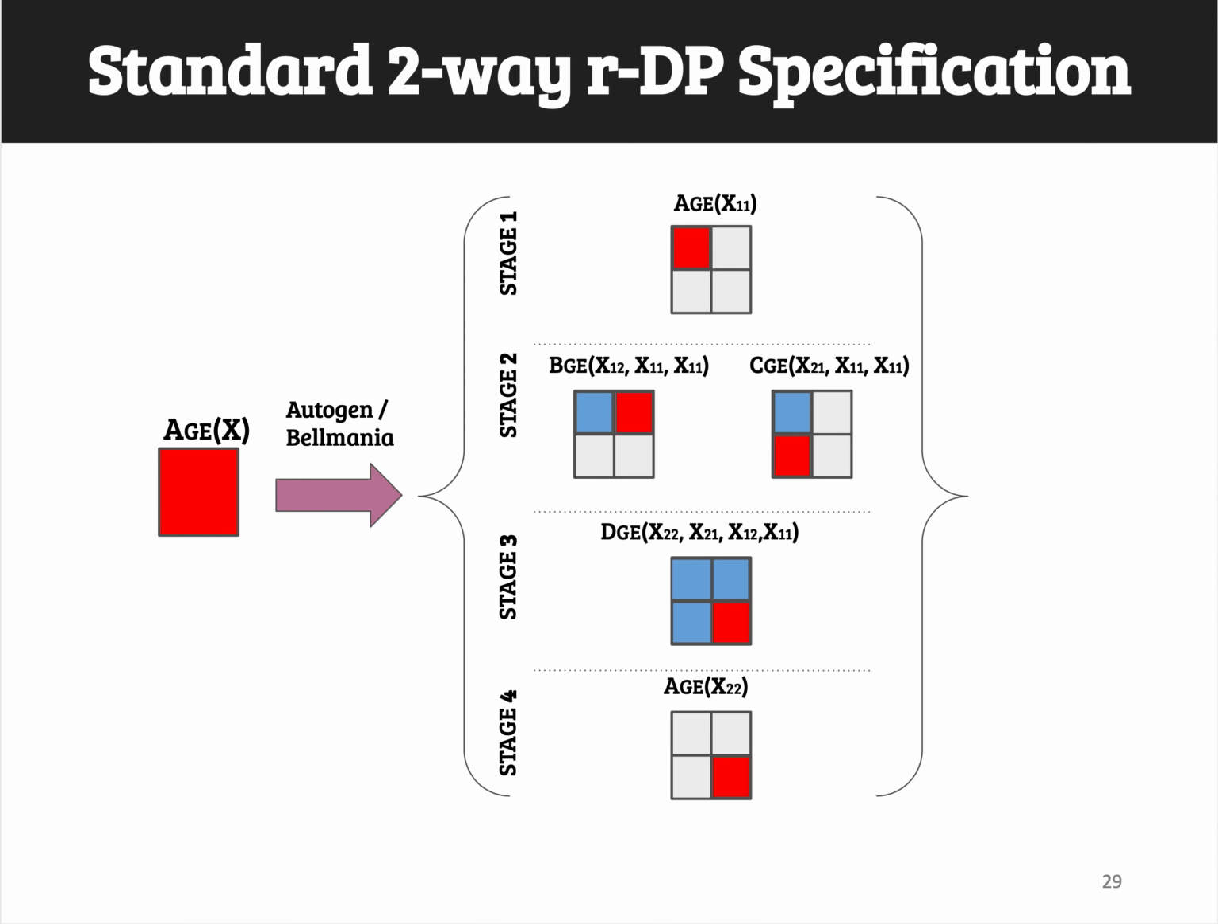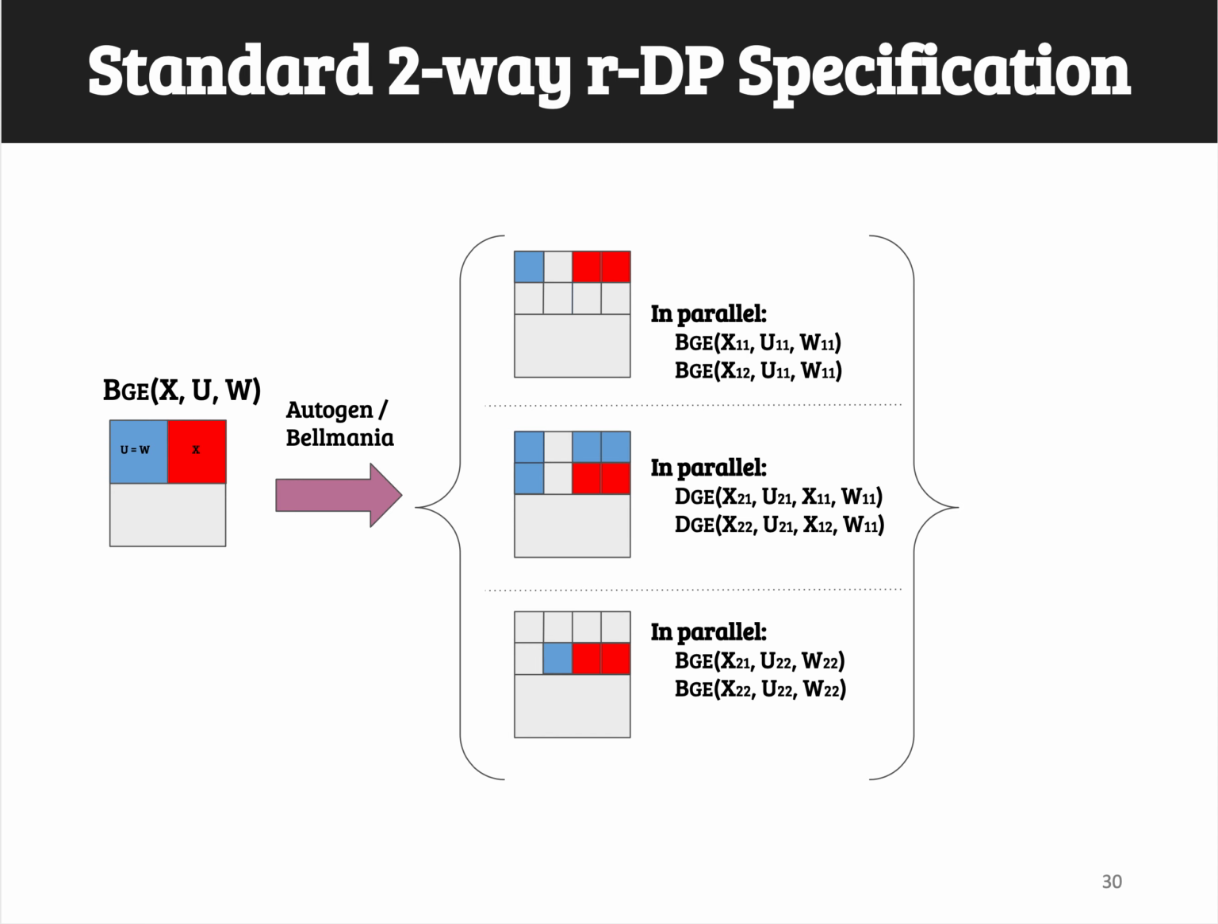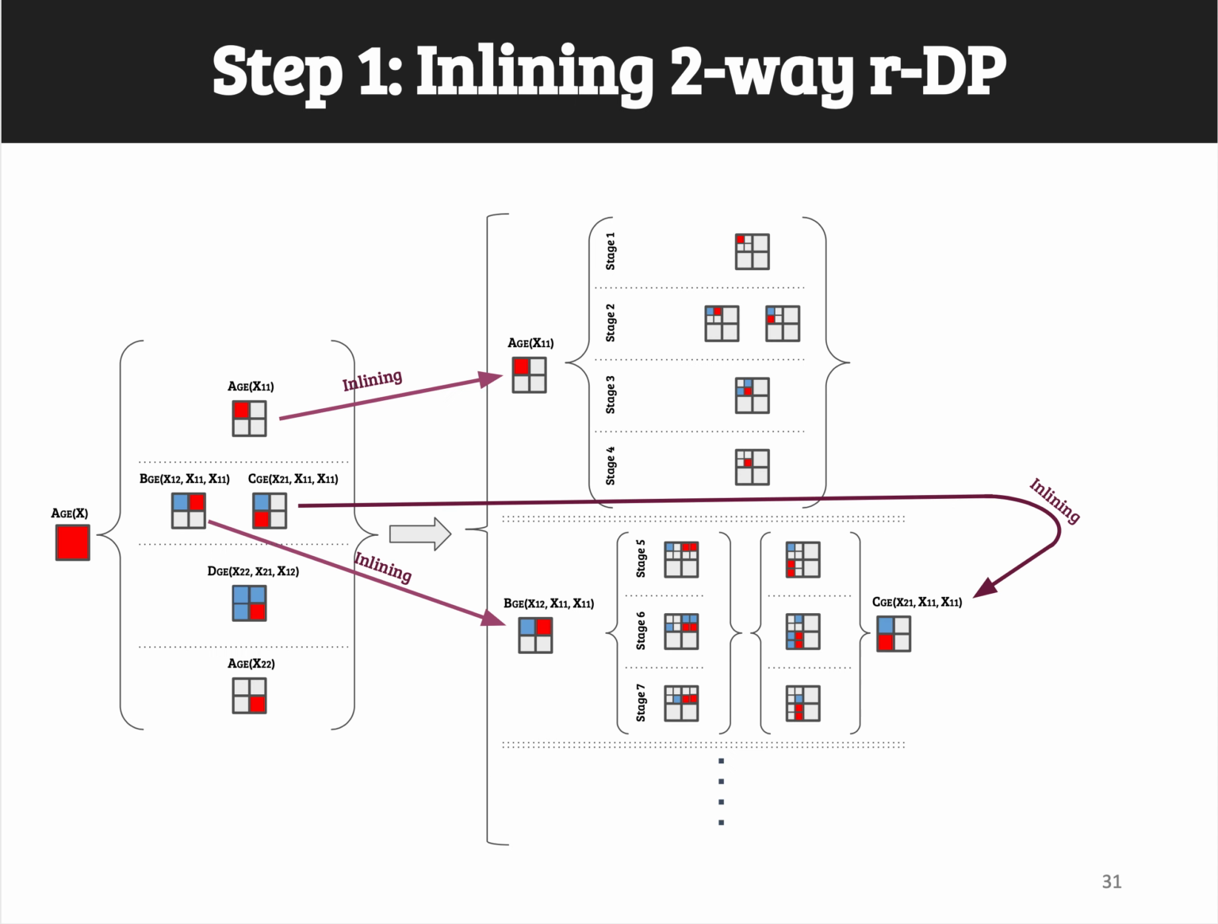Let's look at an example. We use Autogen or Bellmania in order to obtain the two-way recursive divide and conquer specification for function A, similarly for functions B, C, D. And then, as the first step, we inline the two-way R-DP. What it means is, rather than calling the function, we replace it by the specification of itself. Similarly, we do the same for function B and function C.